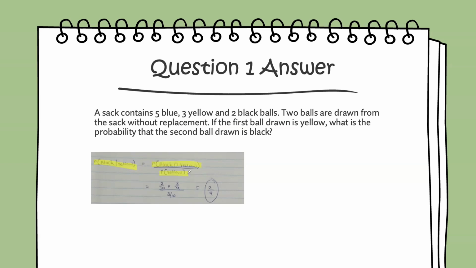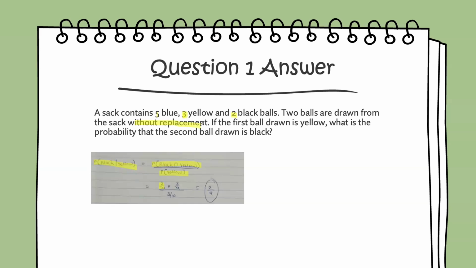over the probability of just getting a yellow ball. Okay, so the probability of getting a black ball is 2 out of 10, right? Because we have 2 black balls out of a total of 10. 5 plus 3 plus 2 is equal to 10, so 2 out of 10. And then if we were to get a yellow ball, it would be 3 out of 9, because we have 3 yellow balls left, and since it's without replacement, we're not putting the balls back.